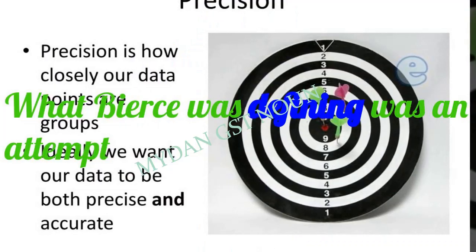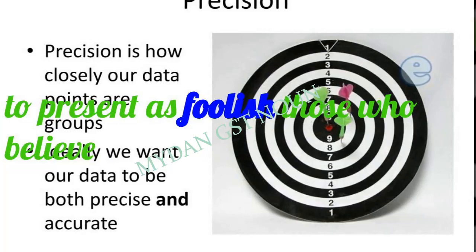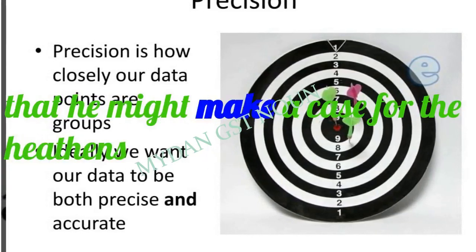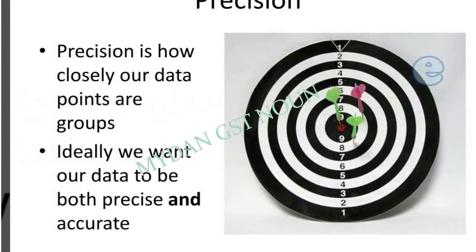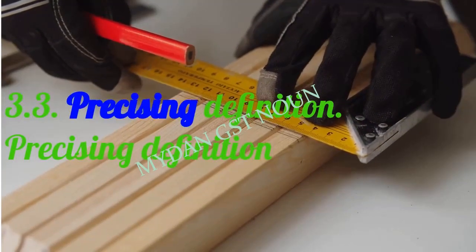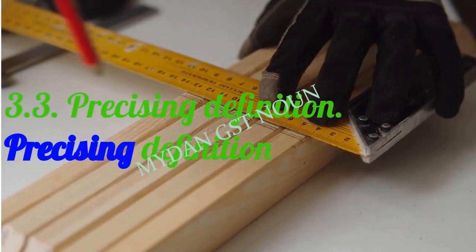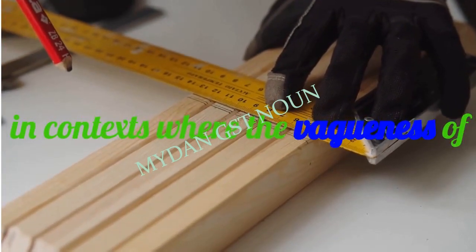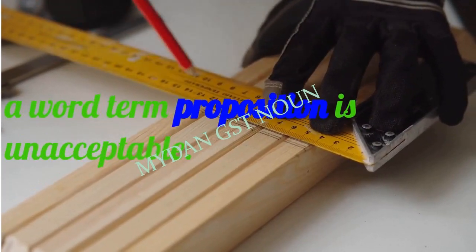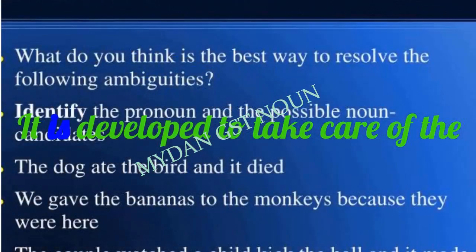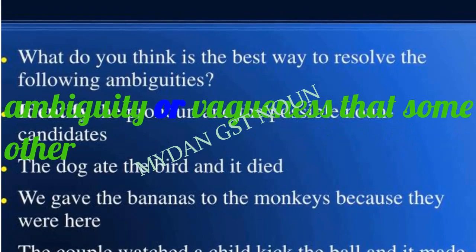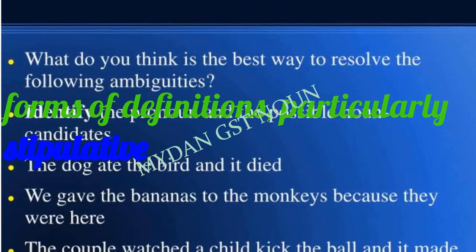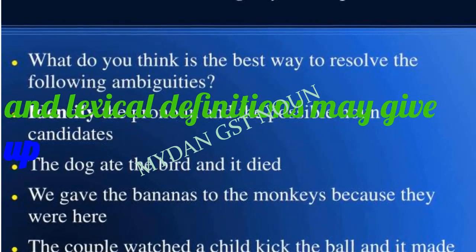What Bierce was defining was an attempt to present as foolish those who believe in what cannot be seen or felt, so that he might make a case for the heathens. 3.3. Precising definition. Precising definition is a form of definition that is used in contexts where the vagueness of a word, term, or proposition is unacceptable. It is developed to take care of the ambiguity or vagueness that some other forms of definitions, particularly stipulative and lexical definitions, may give up on.